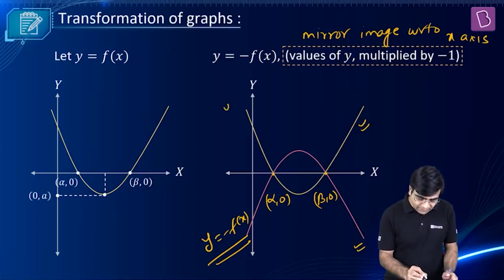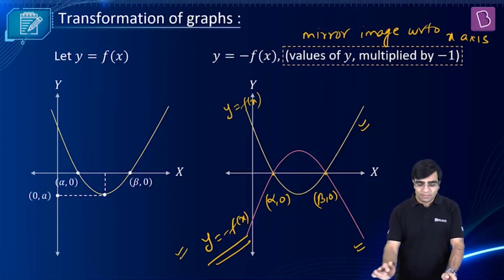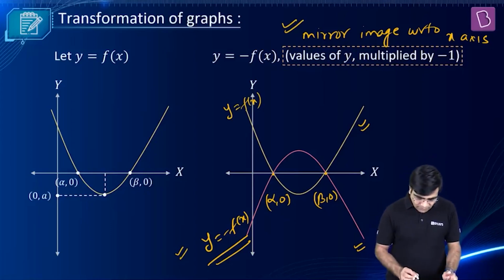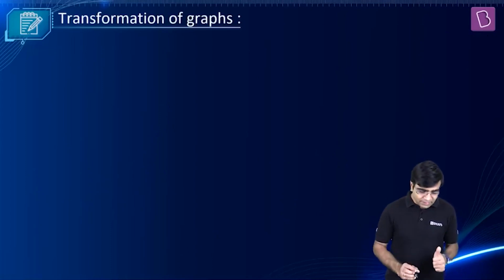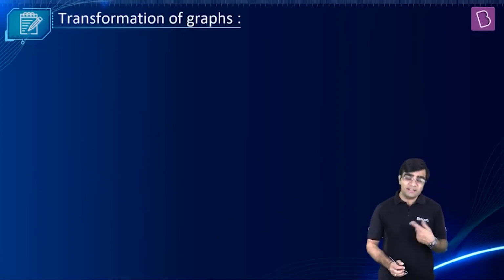So finally, this is y equal to f(x), and the red colored graph is y equal to -f(x), and for that you just have to take the mirror image with respect to the x-axis. Sorted? Lovely. So the second case is clear? Perfect. Now let's quickly talk about the next transformation.